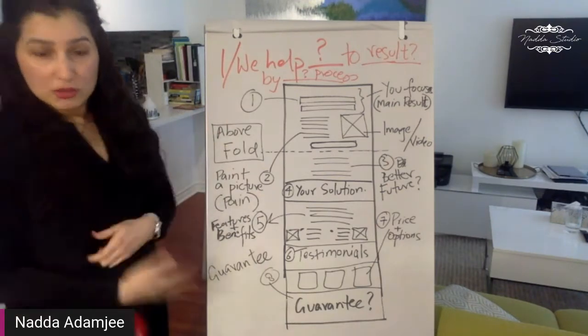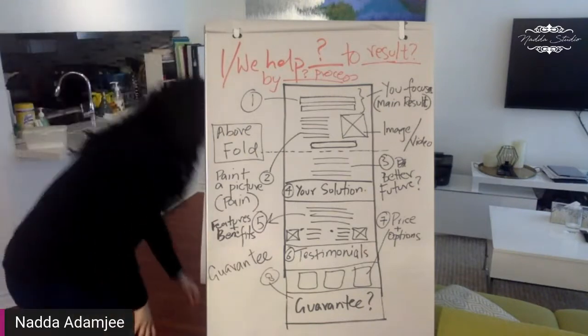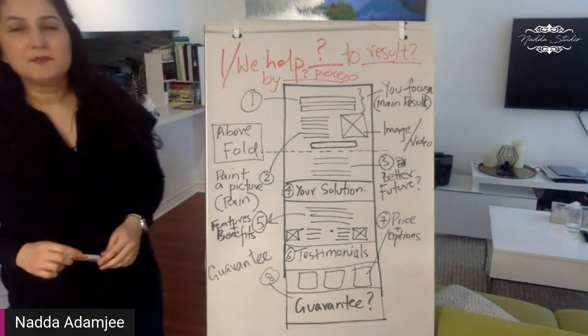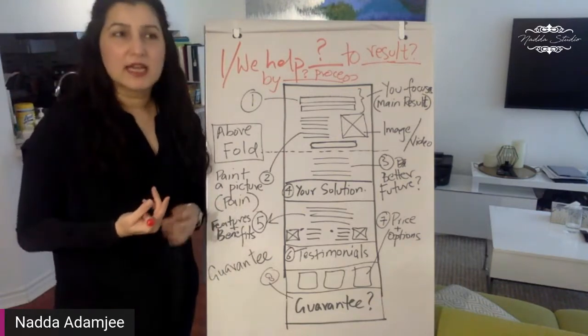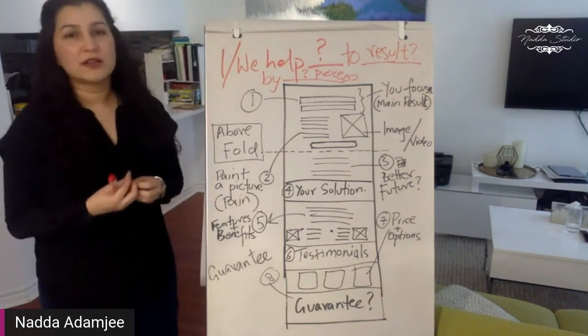The other thing is social proof. Social proof and testimonials, so those are very important. Why? Because obviously that builds trust. That shows that you have done this before. Other people have tried it.